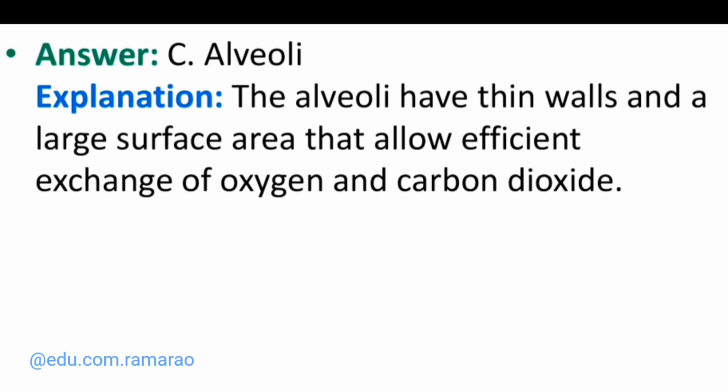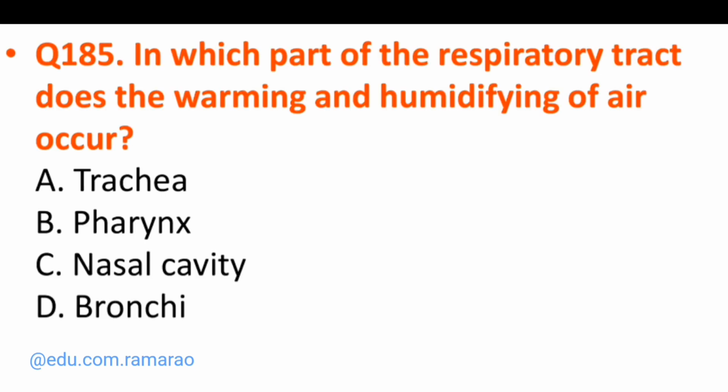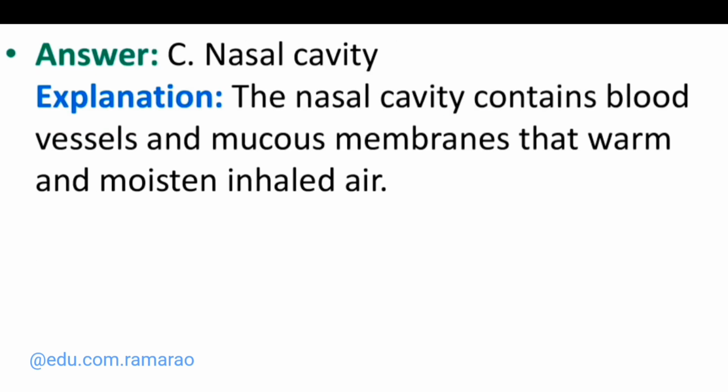The next question. In which part of the respiratory tract does the warming and humidifying of air occur? Option A trachea, option B pharynx, option C nasal cavity, option D bronchi. The correct answer is option C nasal cavity. The nasal cavity contains blood vessels and mucous membrane that warm and moisten inhaled air. Next question.